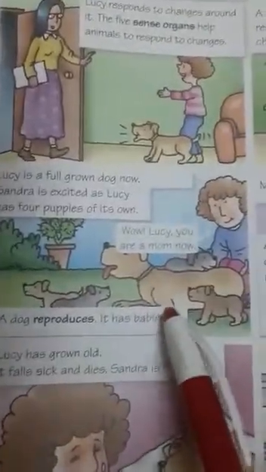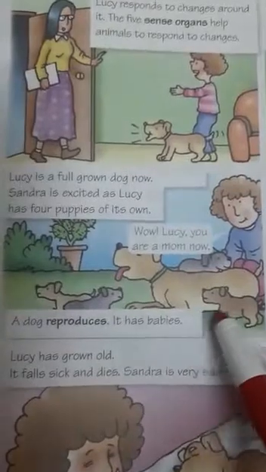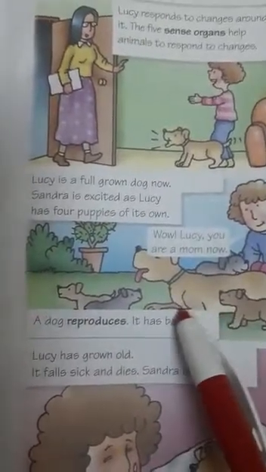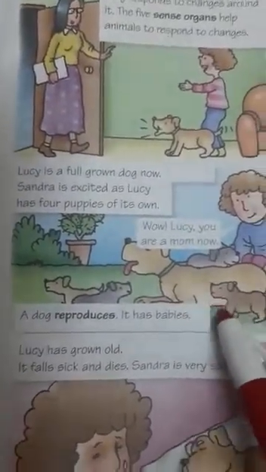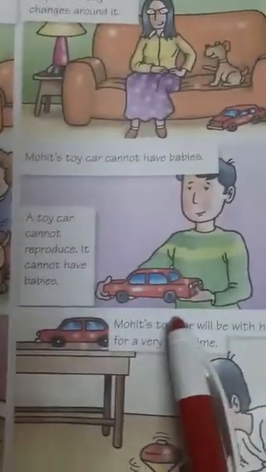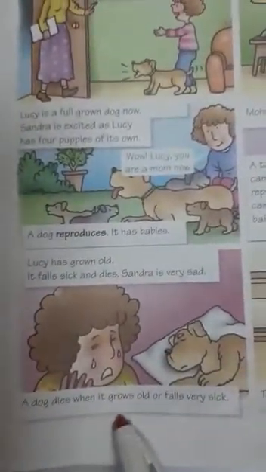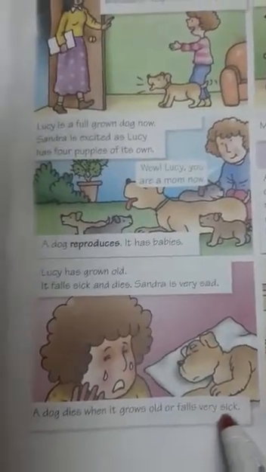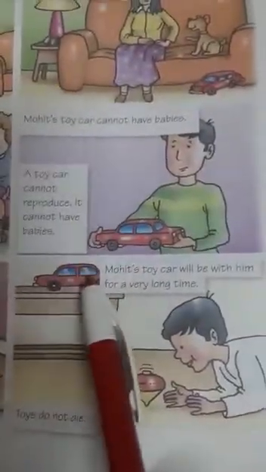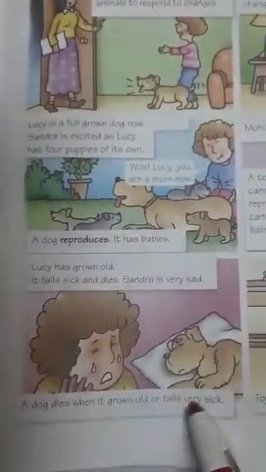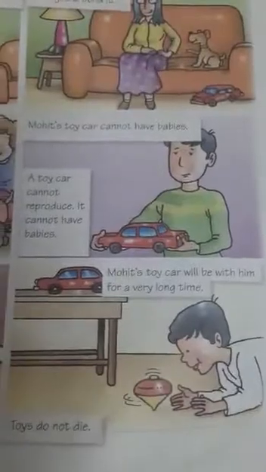Here you can see this grown up dog, it has given birth to babies. So living things can reproduce their babies, but non-living things cannot reproduce. Living things can reproduce, non-living things cannot reproduce. Next, a dog dies when it grows old and falls sick, but a toy car remains the same. Living things can fall sick and they can die one day, but non-living things do not die.